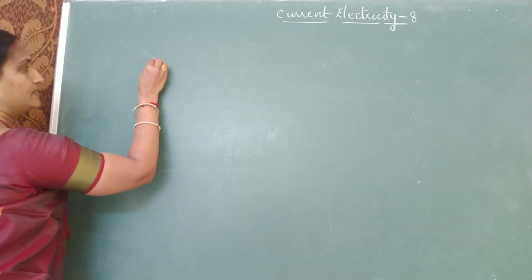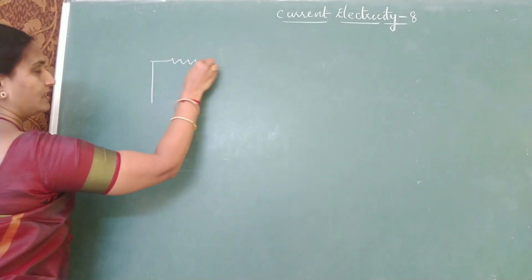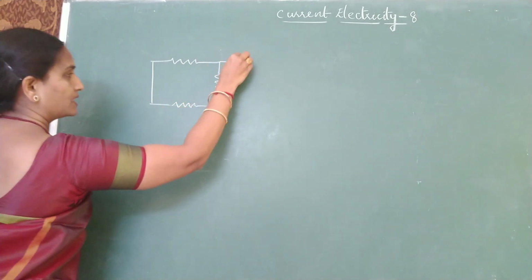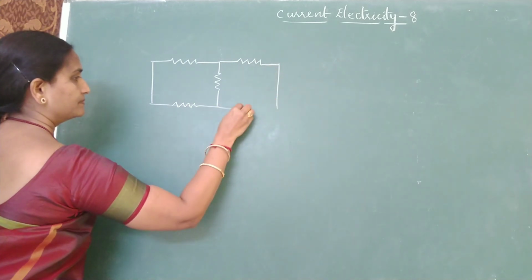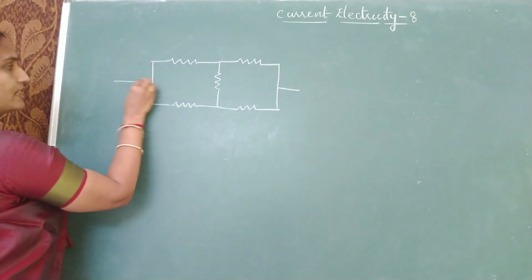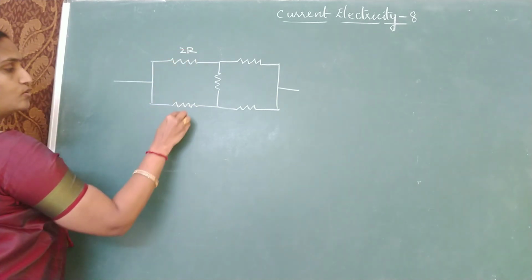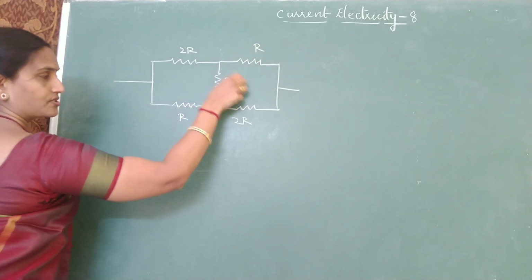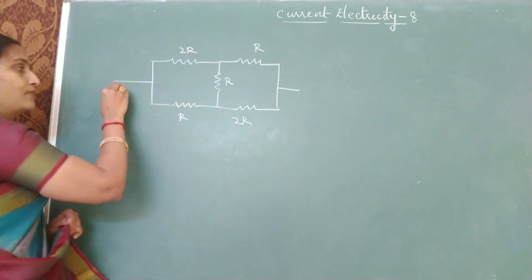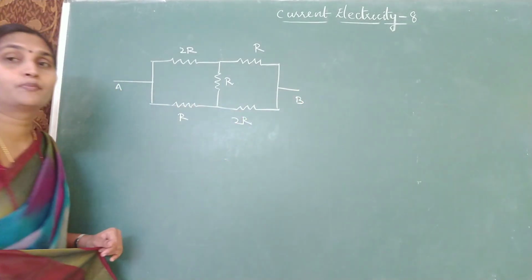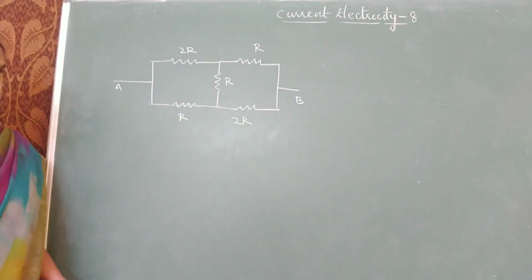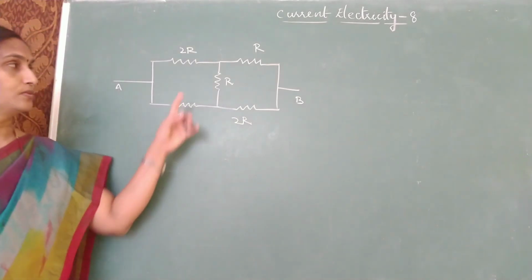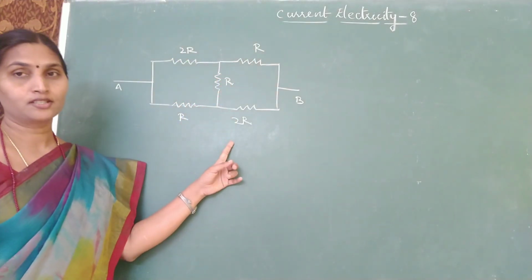Assume that I gave a Wheatstone bridge, but it is not balanced. I'll take an R, 2R network. This is 2R and R. This is 2R and R. The central resistor is R. So the question is, you have to find out the equivalent resistance across the points A and B. Tell me, how do we determine the equivalent resistance? It is looking like a Wheatstone bridge, but is it balanced? No. 2R by R is not equal to R by 2R.